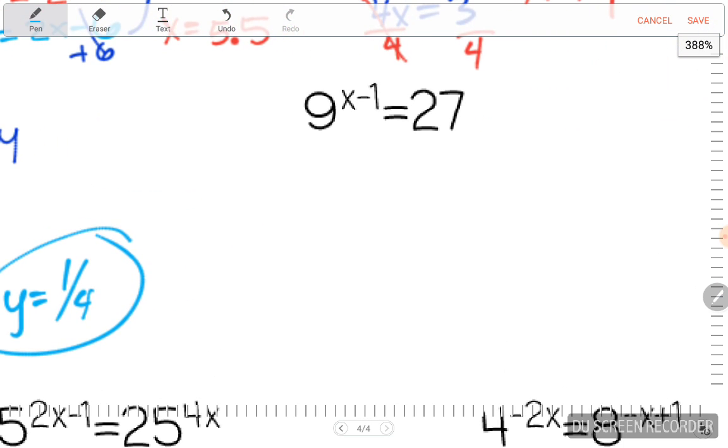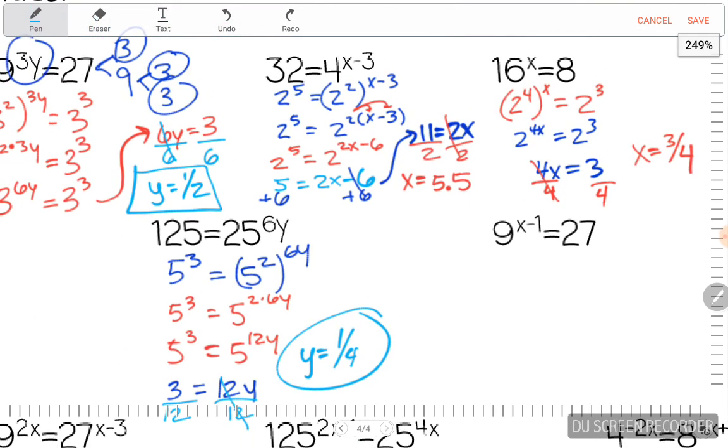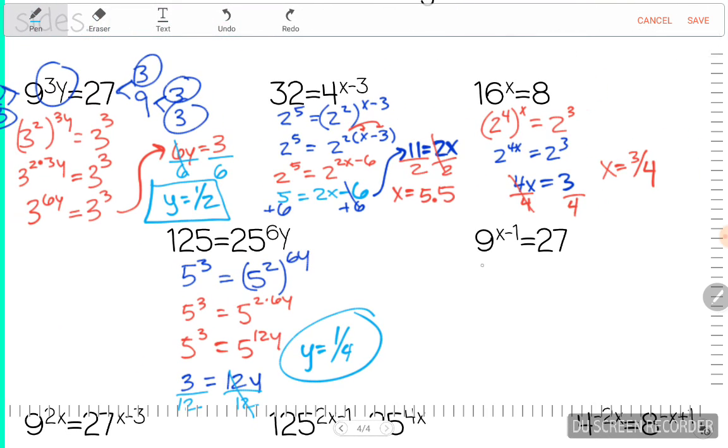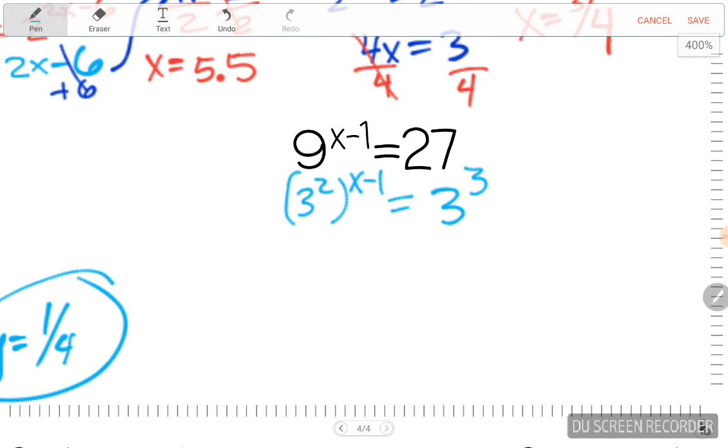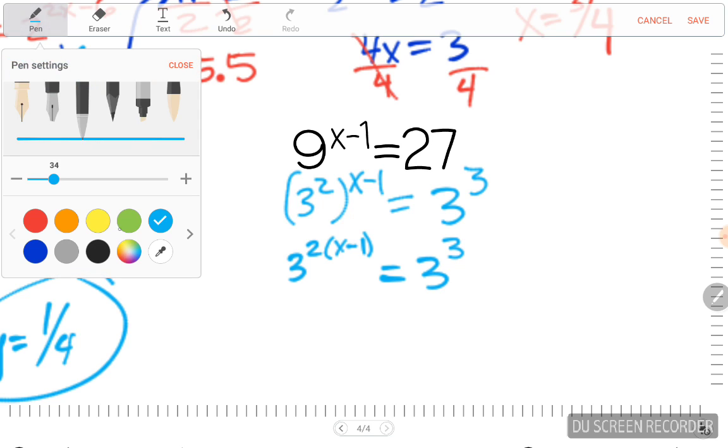Okay, looking at this next one, I can't write 27 as a 9. Did I already use those? Yeah, that was the same as our first one. So 9 I write as 3 squared. And 27 is 3 to the third. Okay, so x minus 1 is the exponent here. So I'm going to multiply, because a power to a power we multiply. So that gives me 3 to the 2 times x minus 1. I'm going to use parentheses there so I remember that I need to distribute that too.